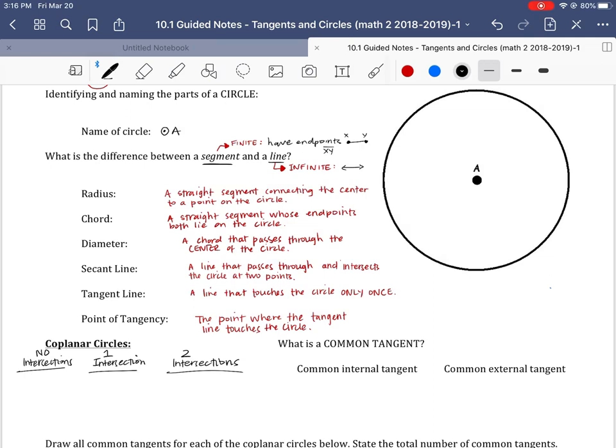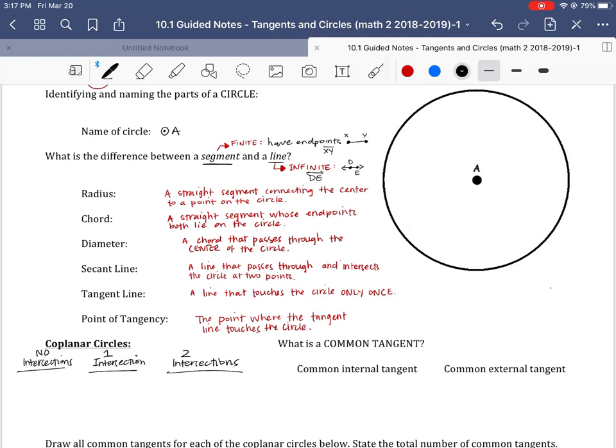Now, if it's a line, that means it's infinite. It's going forever in both directions. Again, you do need to have at least one point on the line. So if this was D, we could call that line D. Or if there were 2 points on here, but we're talking about not just D to E, but the entire line, then we would write D, E with a line over the top.